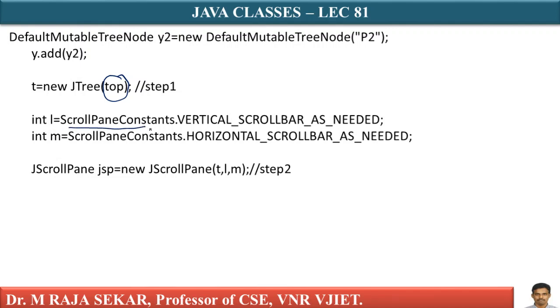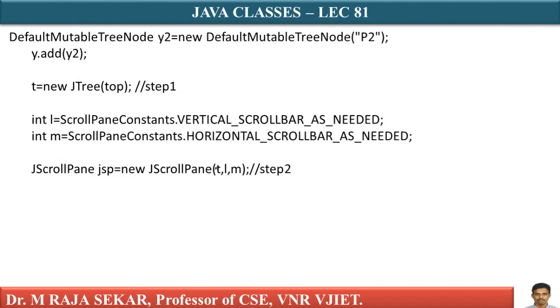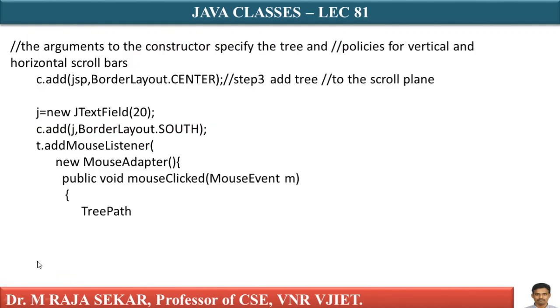This is the scroll pane constant, vertical scroll bar as needed, horizontal scroll bar. So you will get a scroll bar. If you keep on adding, you know what a scroll bar is. A scroll bar is added, and you can add a vertical or even a horizontal scroll bar. JScrollPane JSP equal to new JScrollPane. T means what? T is related to the tree. Already I created a tree, JTree, with top as the root position, which has various options. We know what L is. L is related to the vertical scroll bar. M is related to the horizontal scroll bar. We know what scroll bars are.